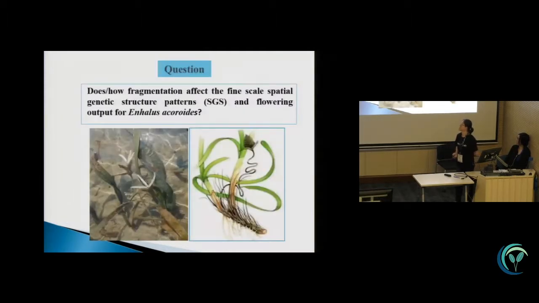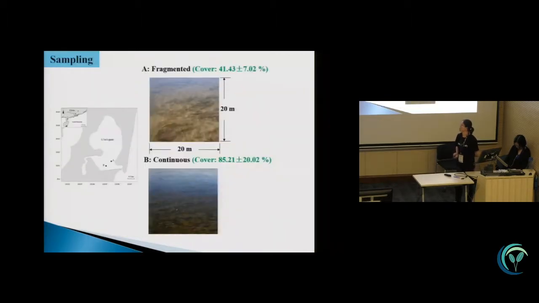My question is, I want to know how fragmentation affects the fine-scale spatial genetic structure and the flowering output of Enhalus. To estimate the spatial genetic structure, we designed two plots with a size of 20 meters by 20 meters in Hainan Island in the south of China.